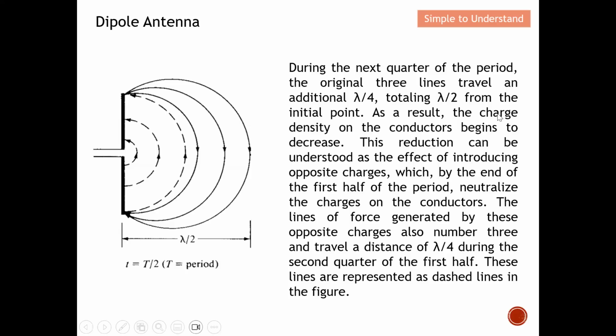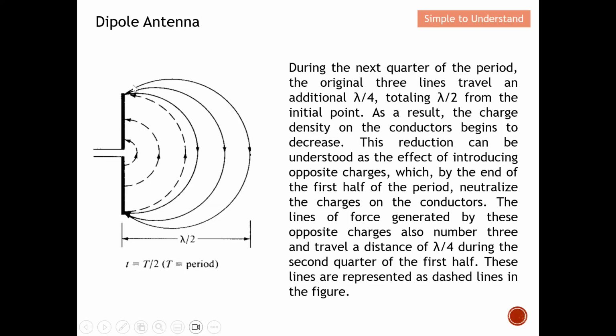As a result, the charge density of the conductors begins to decrease. This reduction can be understood as the effect of introducing opposite charge. If you still remember the plus and minus, the direction keeps on changing. By the end of the first half of the period, this neutralizes the charge on the conductor. The lines of force generated by this opposite charge also number 3, and also travel a distance of lambda over 4 during the second quarter of the first half. These lines are represented as dashed lines in the figure.